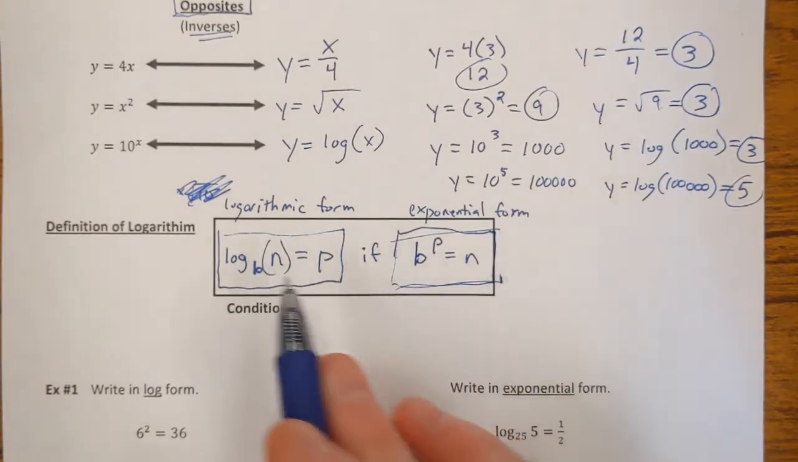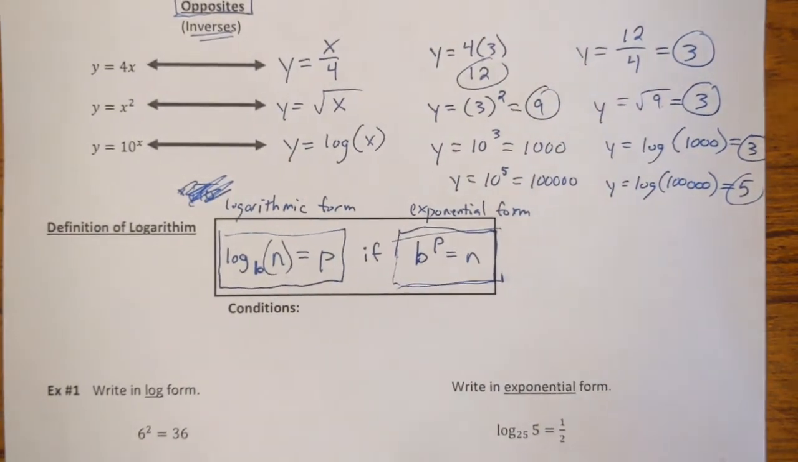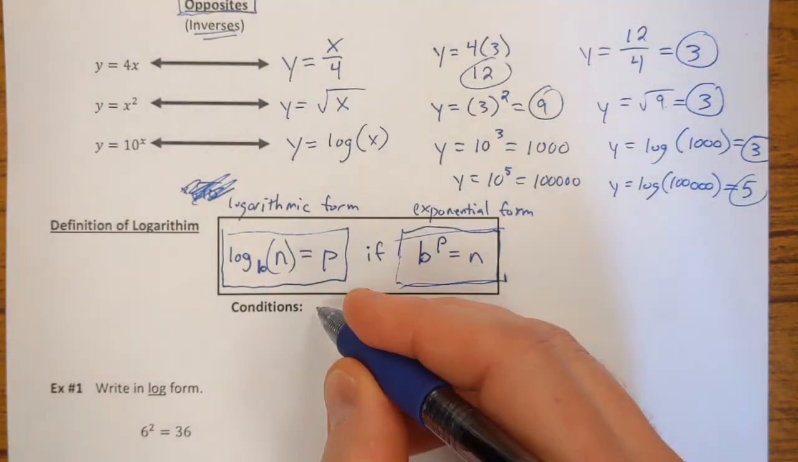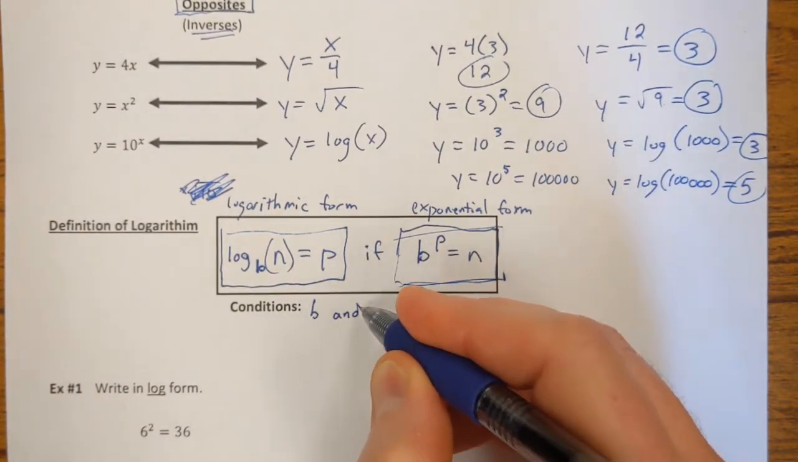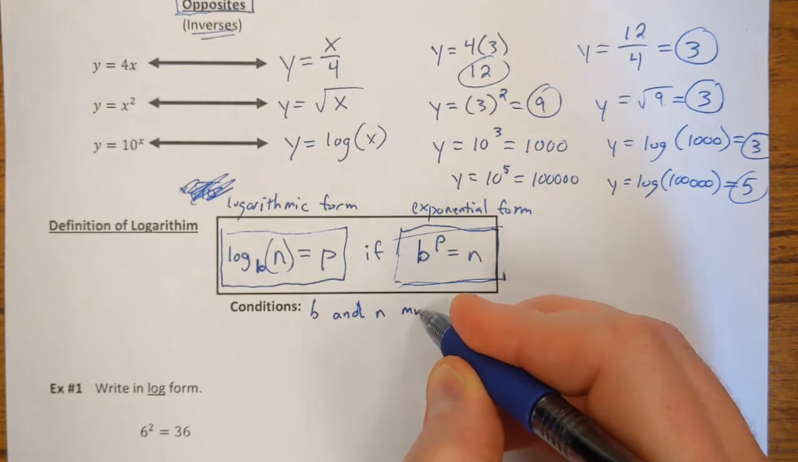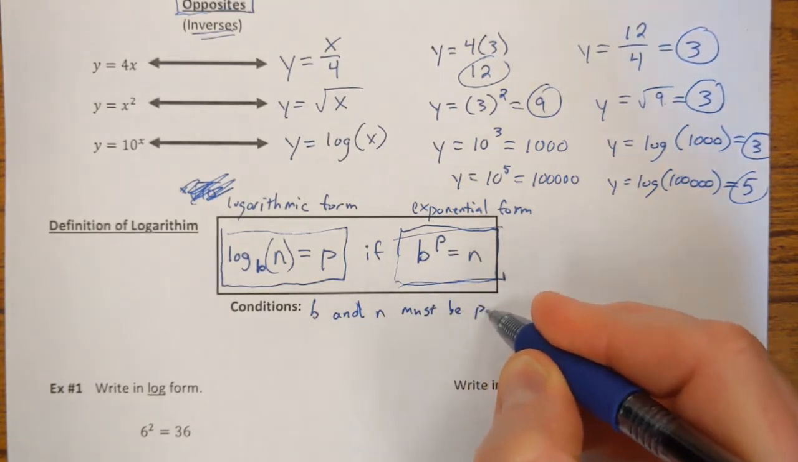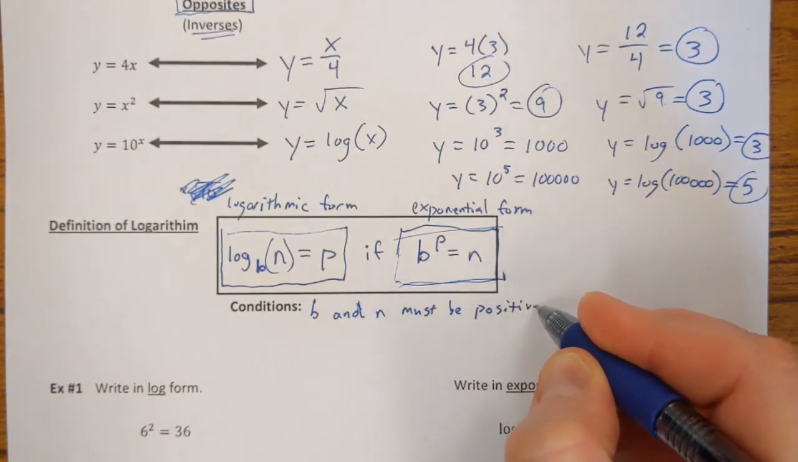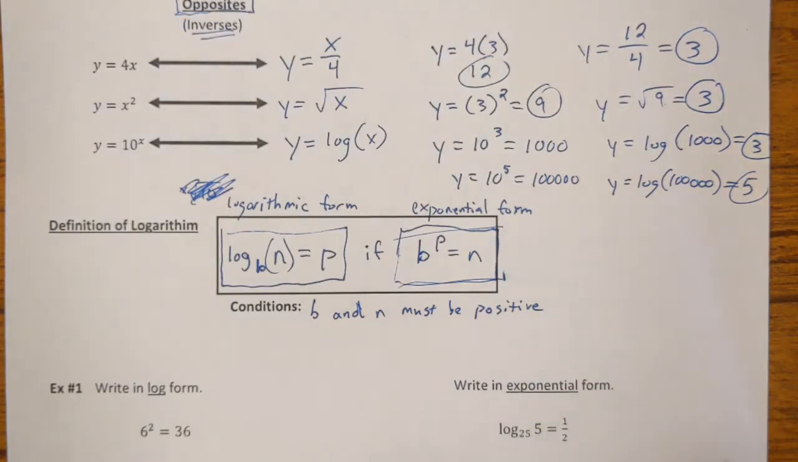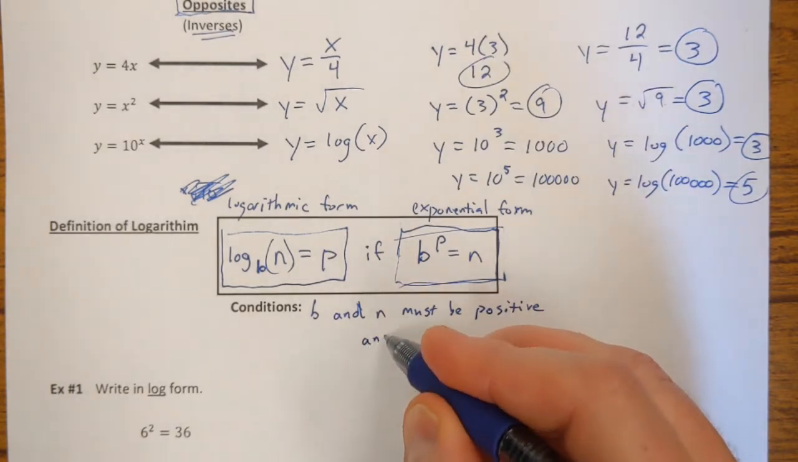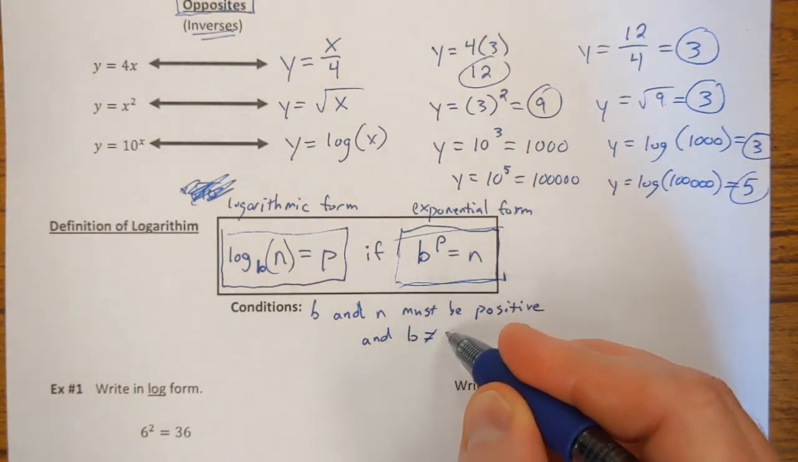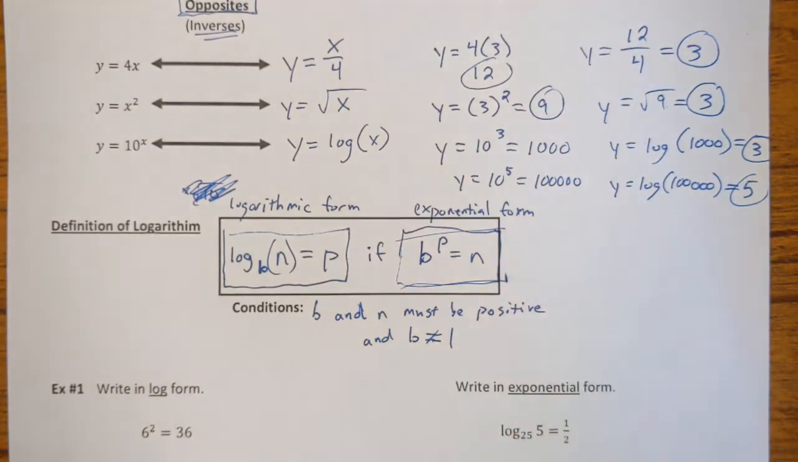But this is how the definition goes. Now, there's a couple of conditions I want to write down real quick. This only works if b and n are positive. You can't define this if b and n are 0 or negative. And also, b is not allowed to equal 1 for this to work.